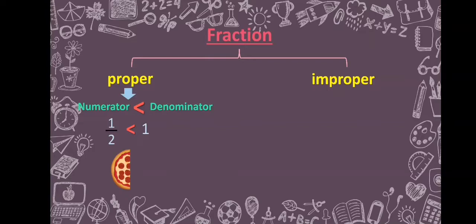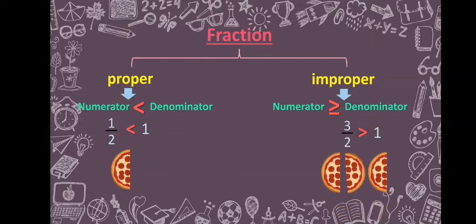Improper fractions, on the other hand, have a numerator that is greater than or equal to the denominator. Like here I have 3 slices of pizza, so I have 3 over 2, which means that I have more than one whole pizza. And since fractions are not supposed to be greater than 1, we just call them improper. And we can change them into mixed numbers.